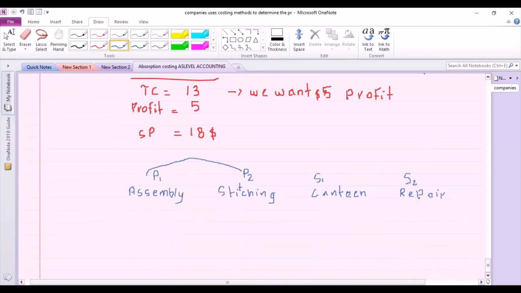So why is it happening like this? It is because of this. Like in the canteen, we know that not only P1 and P2 labor are eating. Maybe the workers, maybe 5 workers for example, working in the repair department, also have lunch in the canteen. So what does it mean?